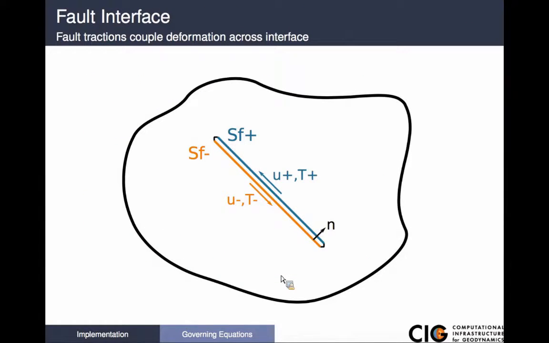I'm going to spend a little bit of time talking about the fault friction interface and implementation. Here's our generic diagram of some domain with the fault surface and our relative displacements and tractions. Recall that we have a normal vector on the fault. The normal vector points towards what we call the positive side of the fault, and the opposite side is the negative side of the fault.